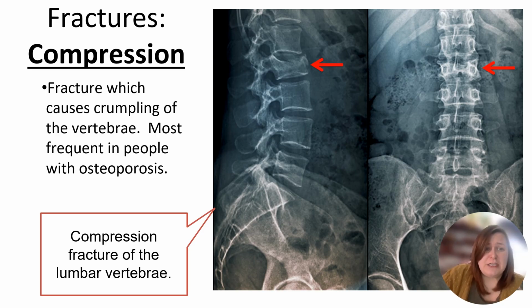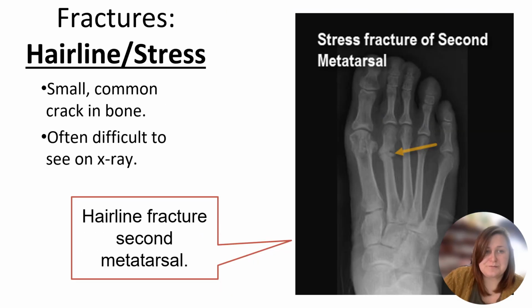We can also have compression fractures, which is a fracture which causes crumbling of the vertebrae. This is most common in people with osteoporosis because they already have that weakness in the bone. We can have hairline fractures or stress fractures. These are small, common cracks in the bone. They're often really difficult to see on an x-ray.